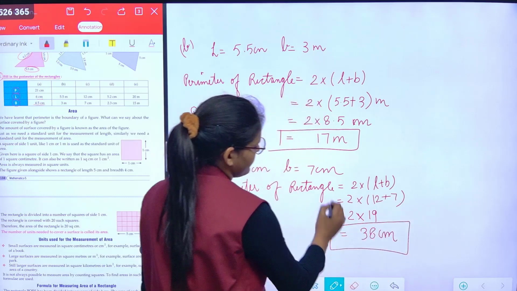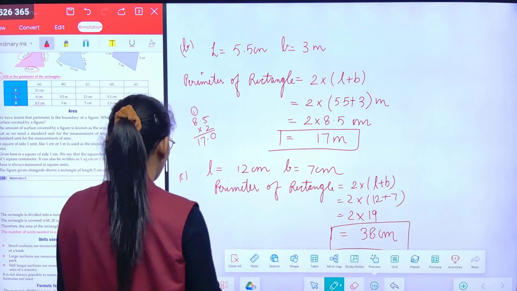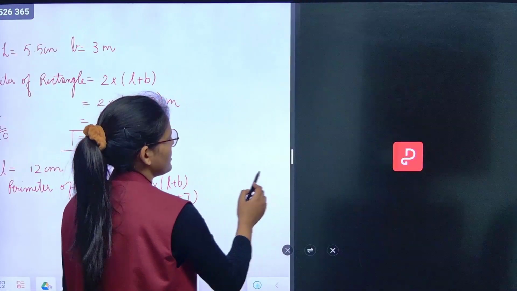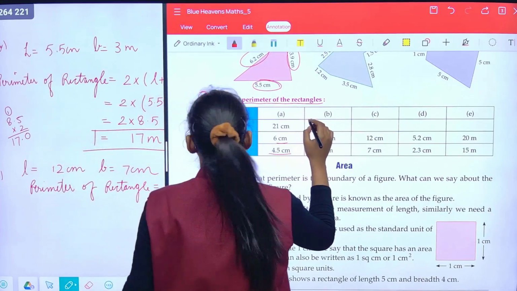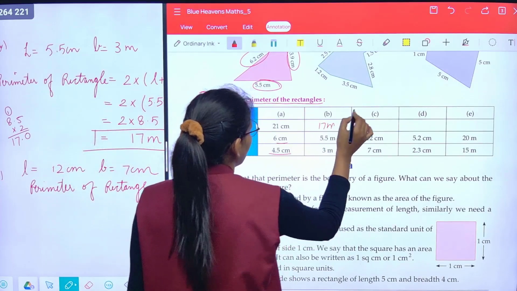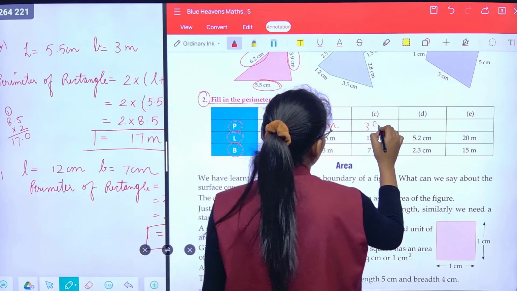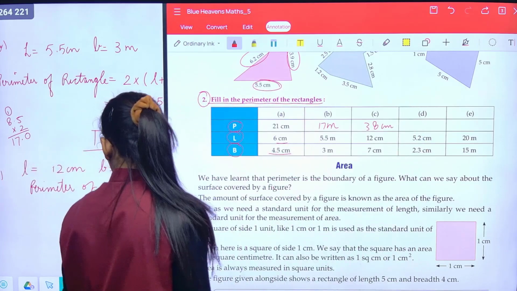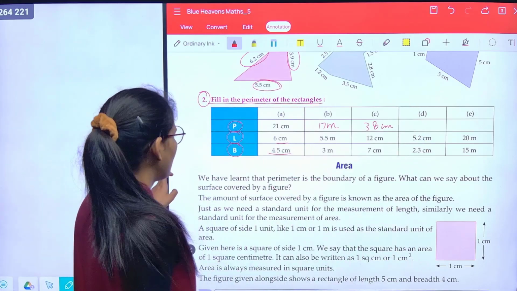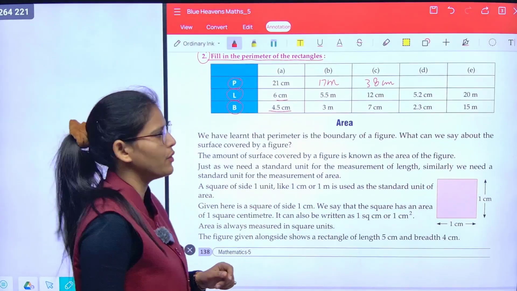Understand class? So class, perimeter of B part is 17 meter and C part is 38 centimeter. Understand class? Yes class, rest of the parts do yourself.